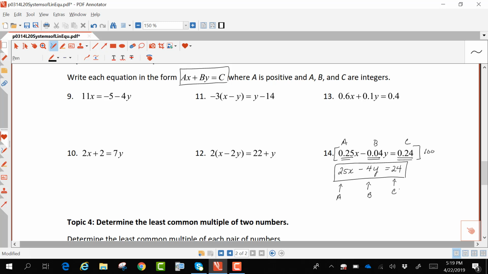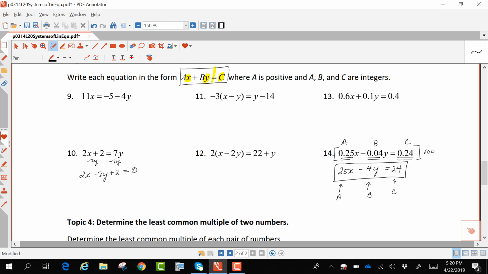Now I'm going to back up and look at number 10. In number 10, this is not in the ax plus by equaling c form. In other words, you're supposed to get your x's first, then your y's, then your equal, and then your constant. So my x is on the left, but I need my y to move to the left, so I would subtract 7y from each side of this equation, resulting in a 2x minus 7y plus 2 equaling 0.